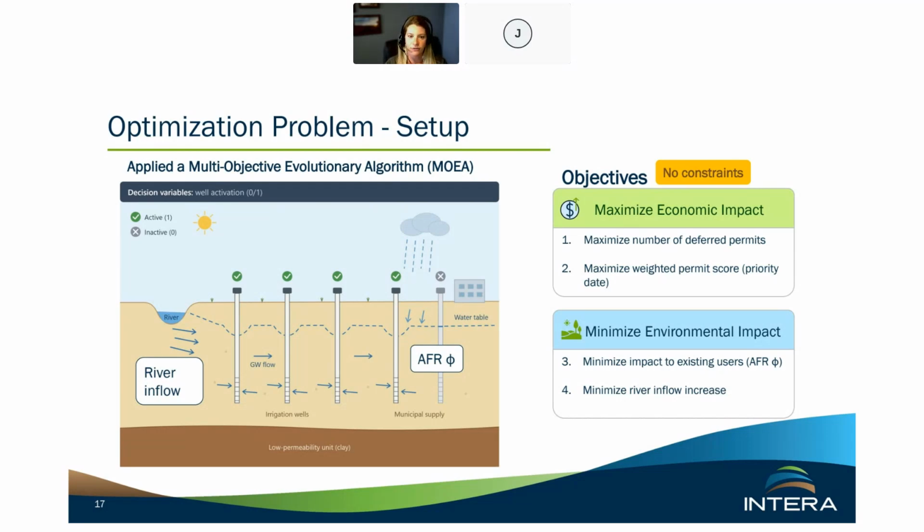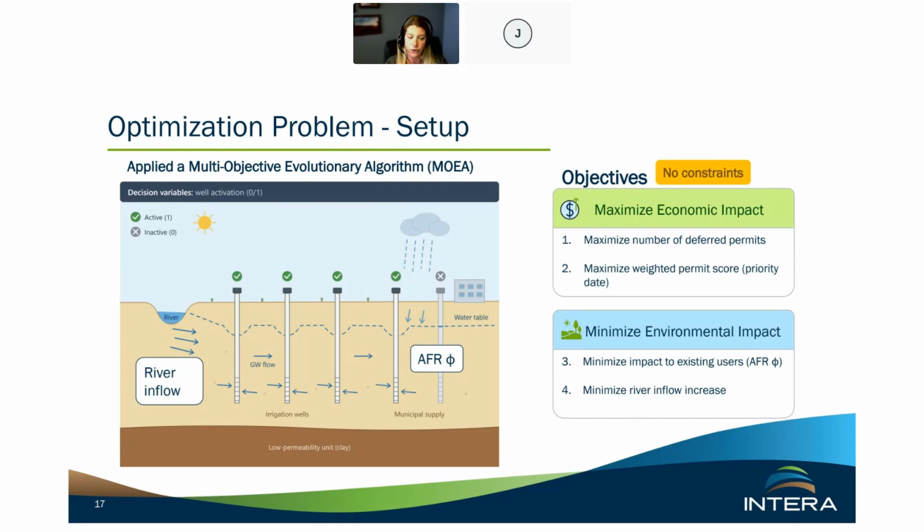We're using this AFR triggering as a proxy for impact to existing users or new users. Essentially, if AFR is being triggered at any point and any time throughout the entire predictive model period, that is a sign that somebody is not able to acquire the water that they're requesting. So we take this auto flow reduce volume from a stress period, sum it across all our stress periods, and get a total AFR triggering value. We're trying to minimize that. The actual number on the AFR is kind of meaningless. It's just an objective function that we're trying to minimize.